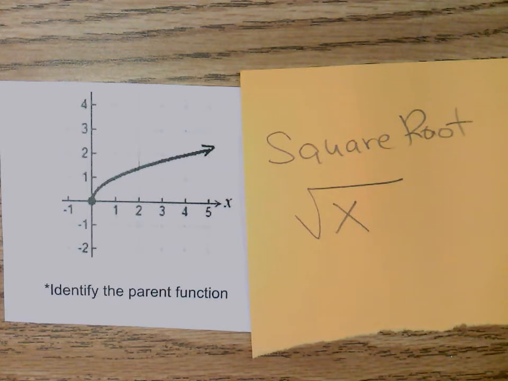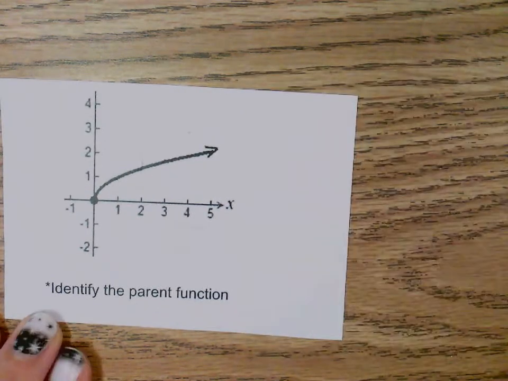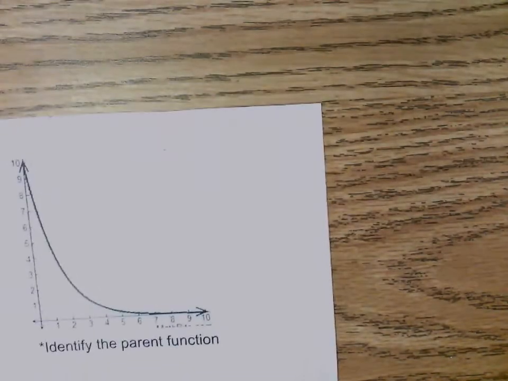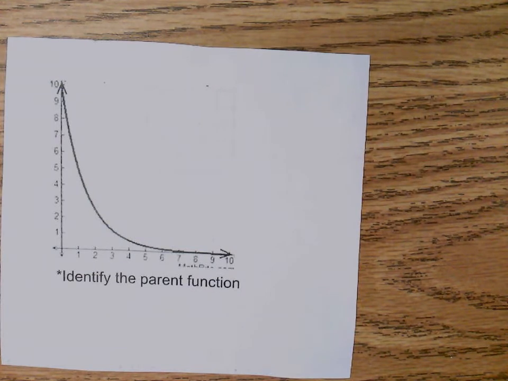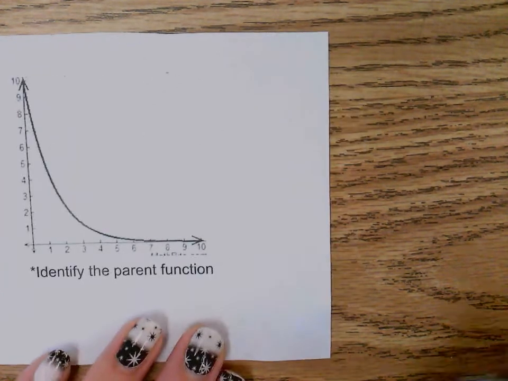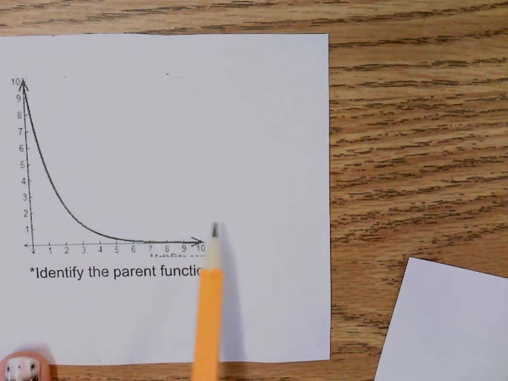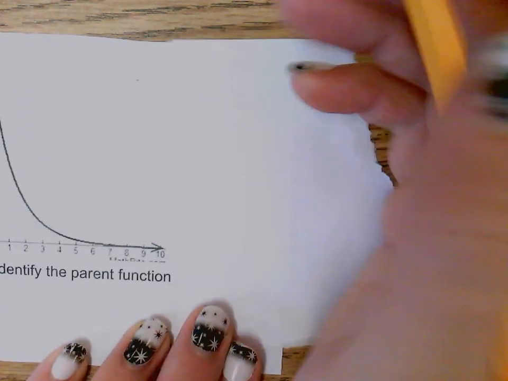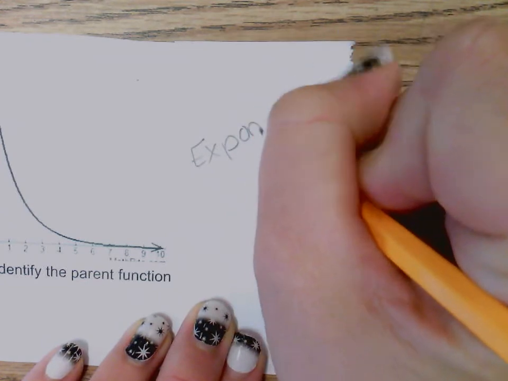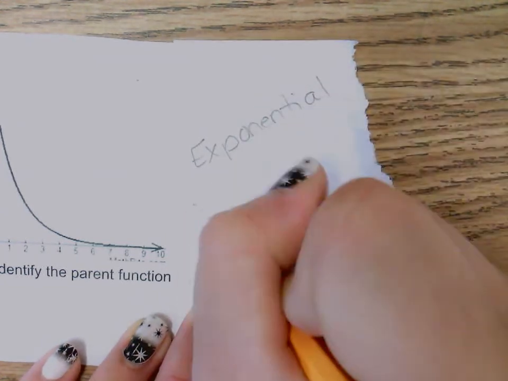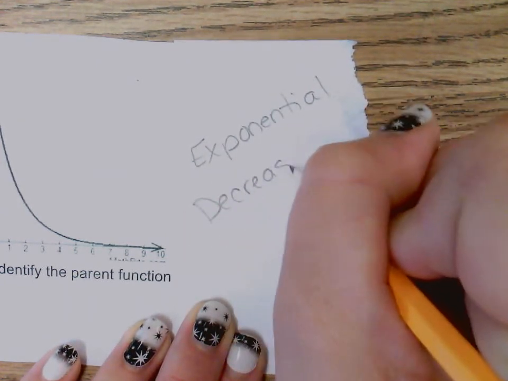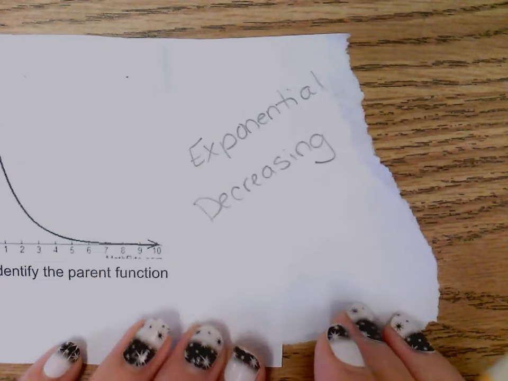So then there's two different ones that are exponential. So those are the next two that I'm going to put up here. So this is one of the exponential functions. Would this be called exponential increasing or decreasing? So as you read it from left to right, it's getting smaller and smaller and smaller. So this is exponential decreasing.